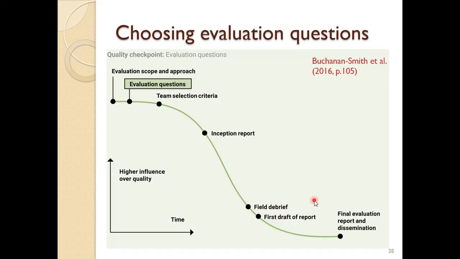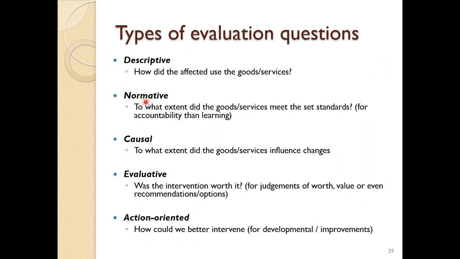So we've moved from scope and approach, and now we've started talking about questions, because it's questions that are going to guide the next phases. So what types of questions could be asked? You have descriptive questions. For instance, a descriptive question could be, how did the affected people use the water sources that were provided, boreholes or springs or tapped water? Or how did the affected people use the food that was supplied? Did they sell it to get money for other needs, or did they use it for their own consumption, or did they use it for farming?